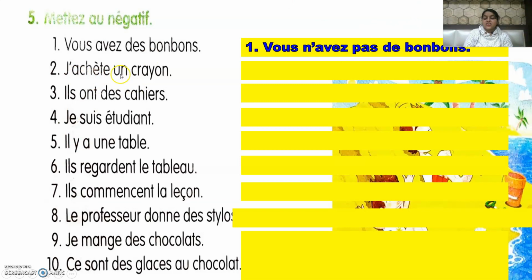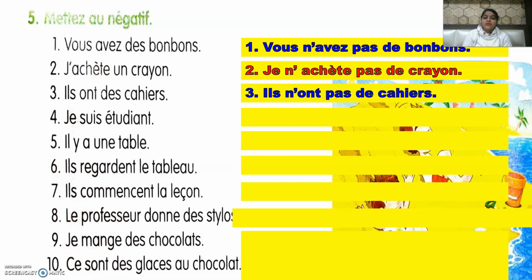Second one, j'achète un crayon. The negative will be je n'achète pas de crayon. Third one, ils ont des cahiers. The negative will be ils n'ont pas de cahiers. That means they don't have the notebooks. Fourth one, je suis étudiant, means I am a student. The negative will be je ne suis pas étudiant. So here an e should come. I have written by mistake, there's a typing error. So here it has to be je ne suis pas étudiant.